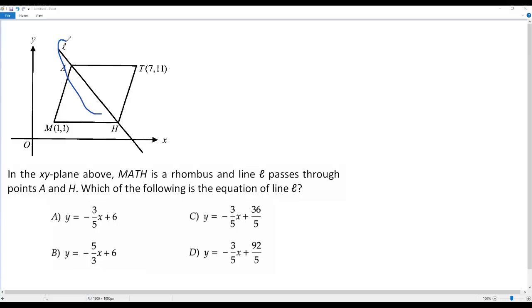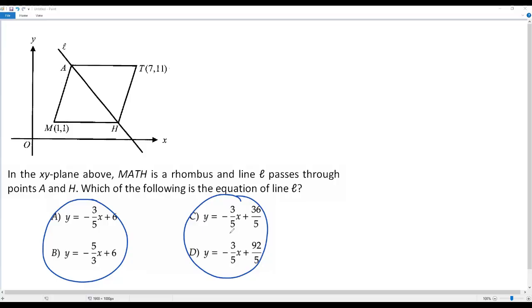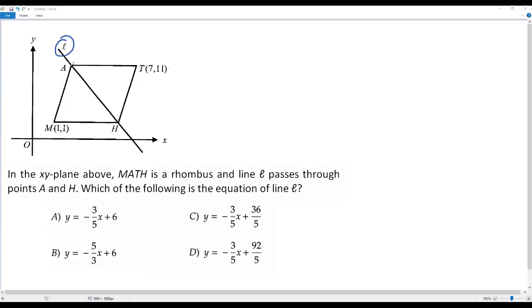Okay, here we have the line L and we have to find the equation of the line. When I go over the answer choices here, in each answer choice we have the equation of the line in slope-intercept form. That is, we need the slope of the line and also the y-intercept of the line. Once we get the slope and y-intercept, I will be able to get the equation of line L in slope-intercept form. Also, we can consider the 2 points A and H.